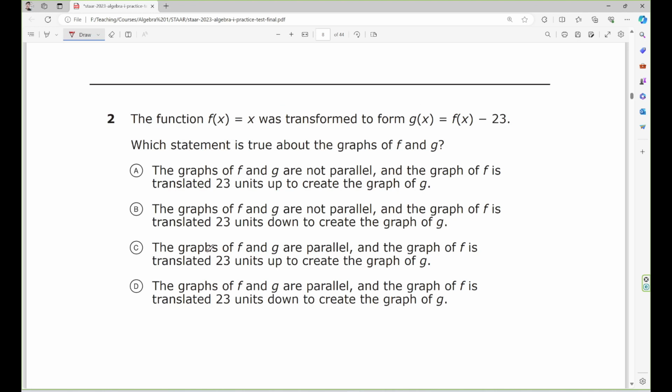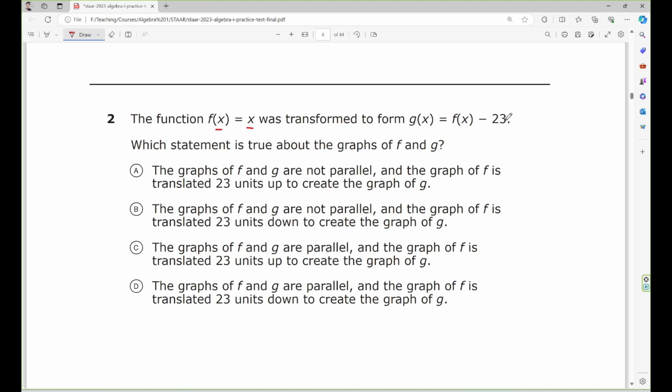Let's move on to question number 2. The function f of s equals s was transformed to form g of s equals f of s minus 23. Which statement is true about the graph of f of s and g? So let's see. G of s equals f of s minus 23, but f of s equals s. So basically, you just replace f of s with s right here because they're both the same.